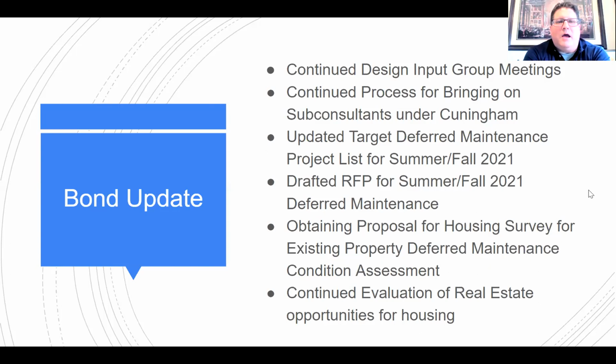Three, we did a refinement of the list of deferred maintenance projects for immediate pricing by a general contractor or construction manager at risk, a firm that will actually construct the improvements. In fact, we're anticipating that RFP, which is being developed, will be issued later this week to allow us to complete work this summer as well as into the fall. Finally, we continued work on evaluating opportunities for housing acquisitions and the appropriate actions surrounding that process.